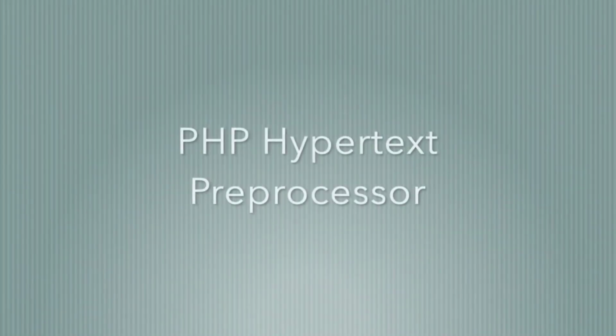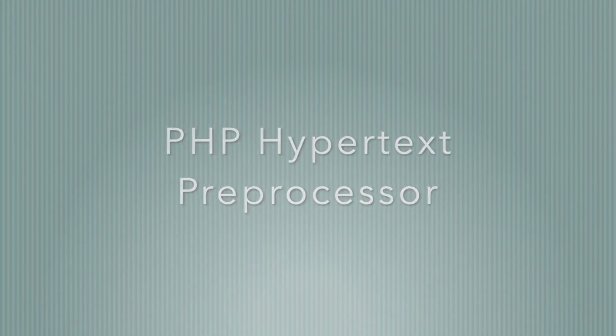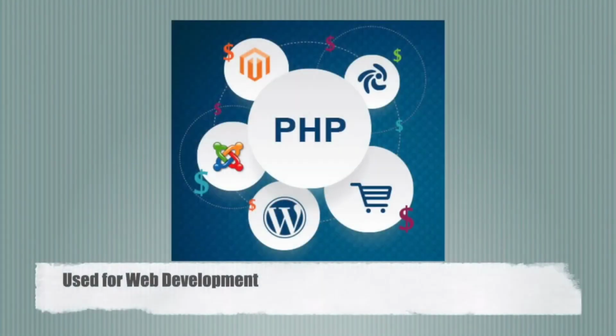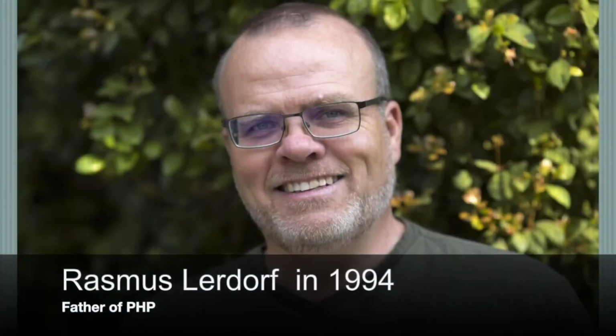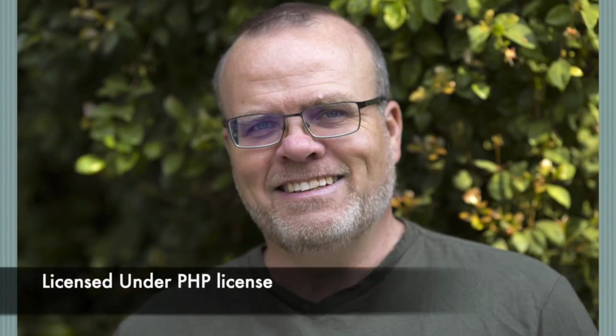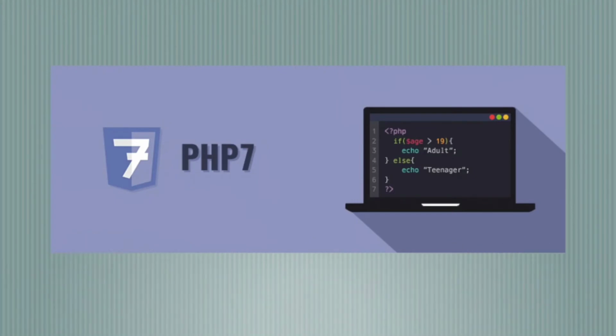Our next programming language is PHP. Hypertext Preprocessor is a general-purpose programming language originally designed for web development. It was originally created by Rasmus Lerdorf in 1994. It's licensed under the PHP license. Its latest release is 7.3.6, which was released on May 29, 2019.